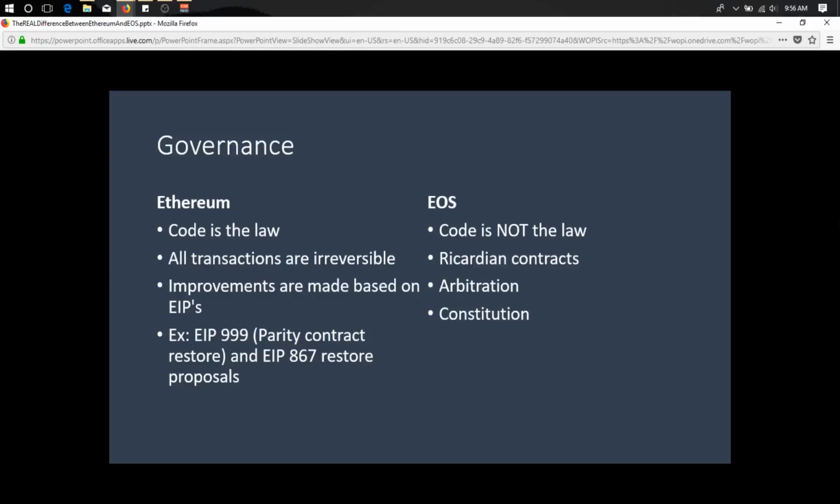EOS, on the other hand, takes a different approach to governance and has taken quite a few measures to effectively address it. Unlike Ethereum, EOS believes that it is impossible to write bugless software and therefore code cannot be the law. I will break EOS governance into three highlights, which are Ricardian contracts, arbitration, and the EOS Constitution.